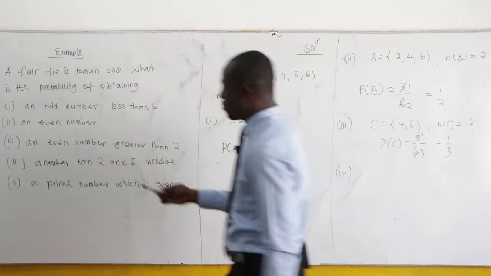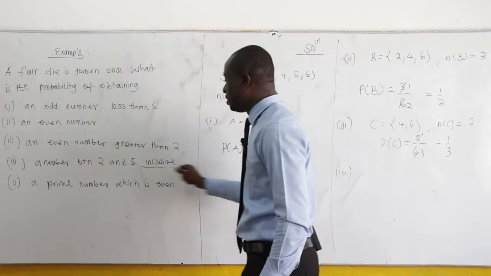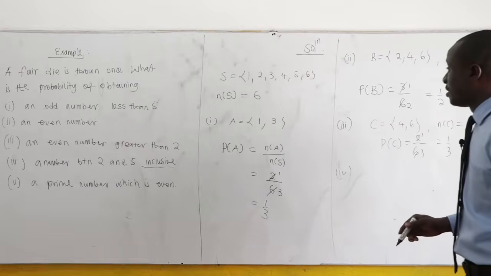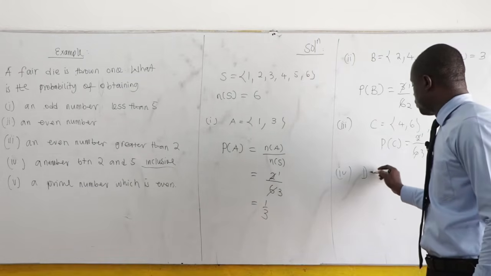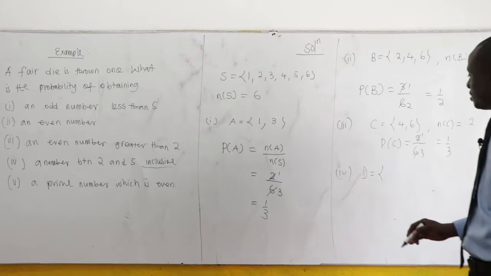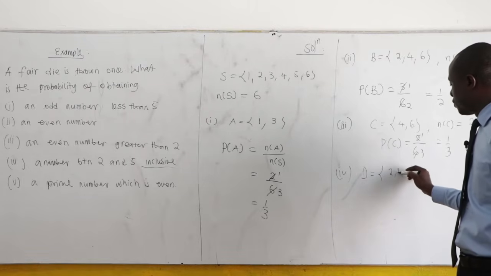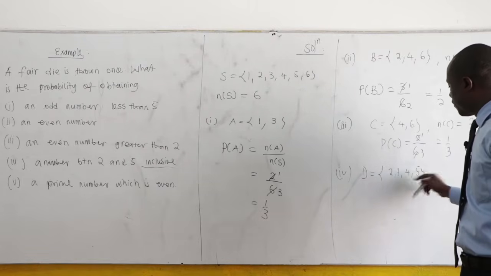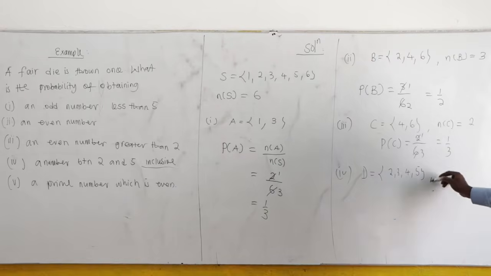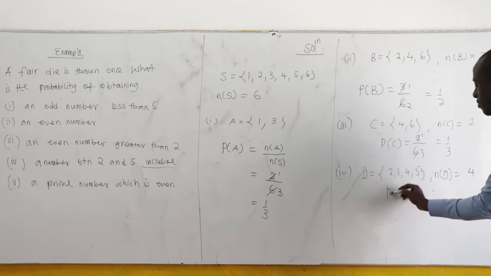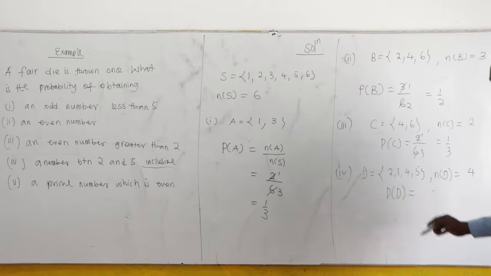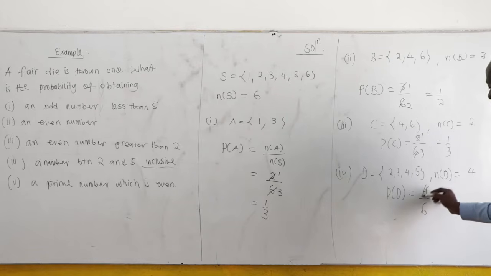The fourth question says a number between 2 and 5 inclusive. So 2 is part and 5 is part. Now if you are using D to denote that particular event, between 2 and 5, we have 2, 3, 4, and 5. Remember, 2 and 5 are part. So the number of the event is 1, 2, 3, 4. That is 4. So the probability that this event occurs will be 4 all over 6. 2 goes into 4 two times, 2 goes into 6 three times. So we have 2 all over 3.